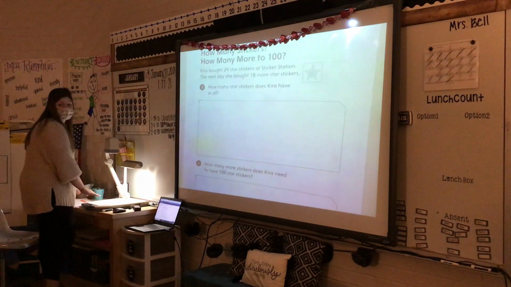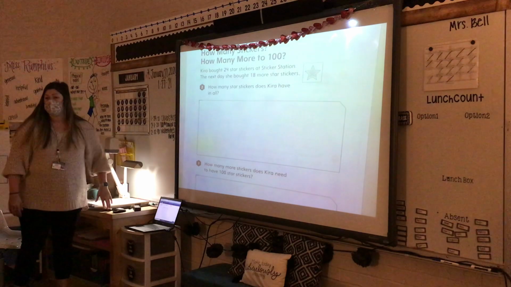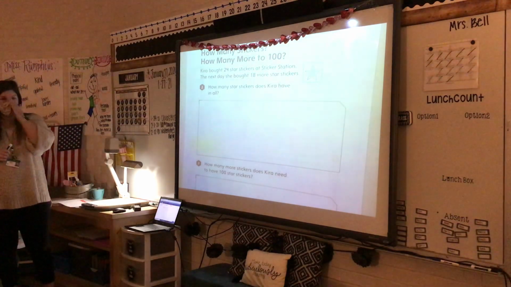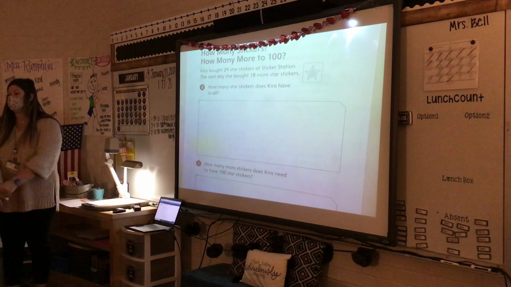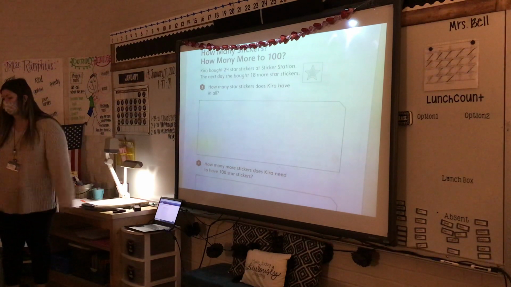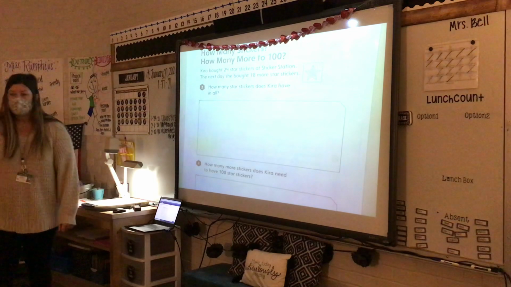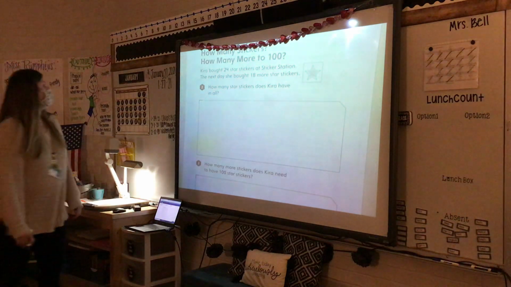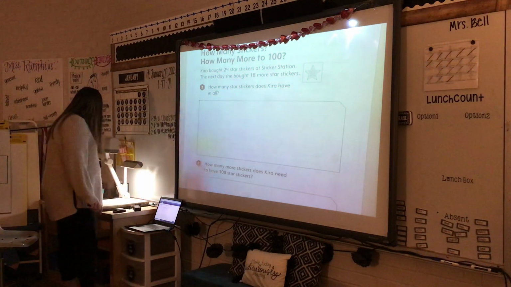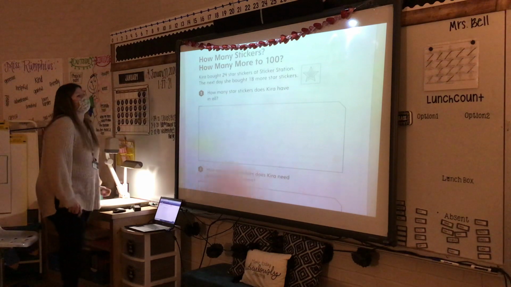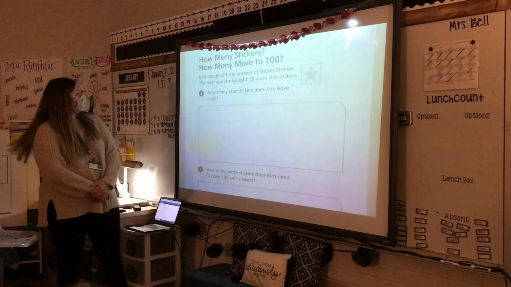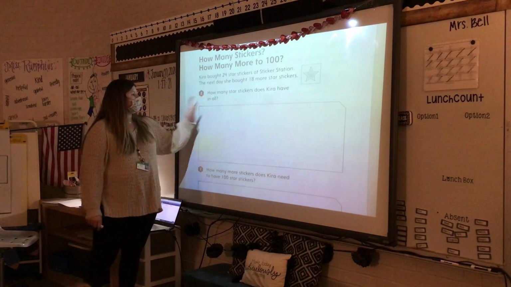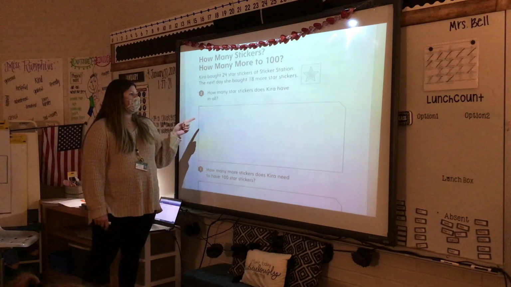Here is our next one. I want everyone to stop on that last paper and let's go ahead and move to this one. If you're still behind. Okay, let's read the directions on this one. It says, Kira bought 20 4-star stickers at Sticker Station. The next day she bought 18 more star stickers. Number 2 question says, how many star stickers does Kira have in all?